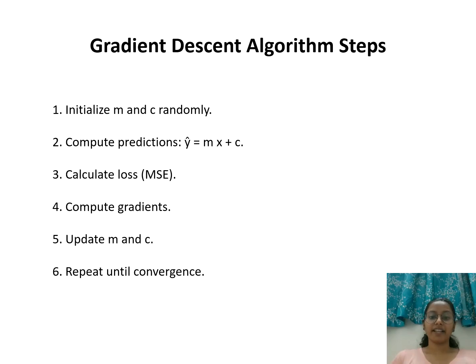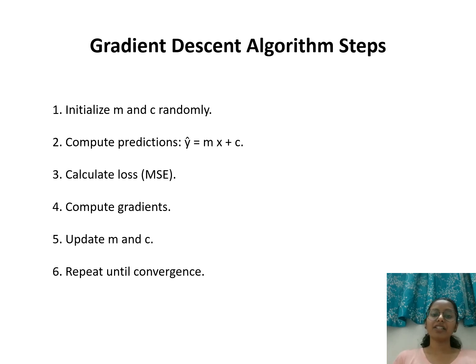Step 4. We compute the gradients, which are the partial derivatives we just discussed. These gradients tell us how much and in which direction we need to adjust our parameters. Step 5. We update M and C using the update rules. Here alpha is the learning rate which decides how big or small our steps are.